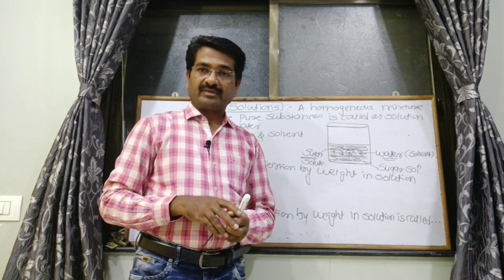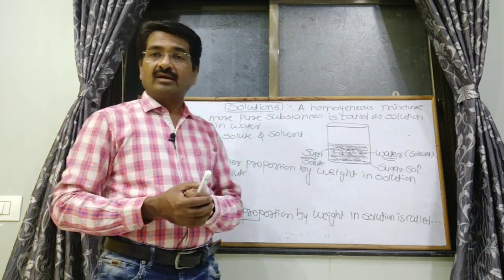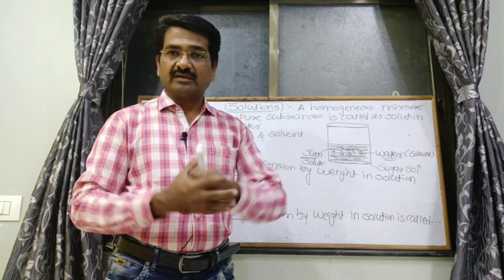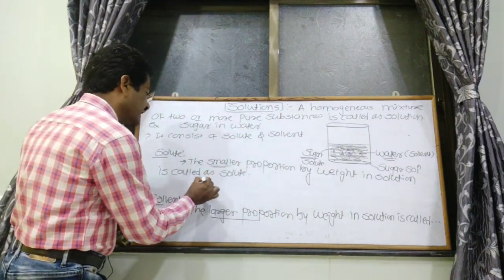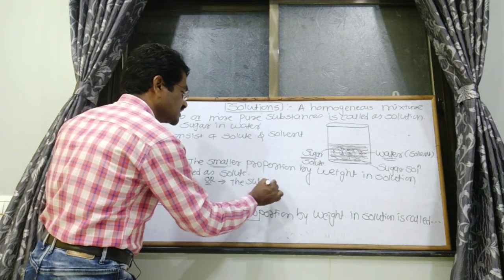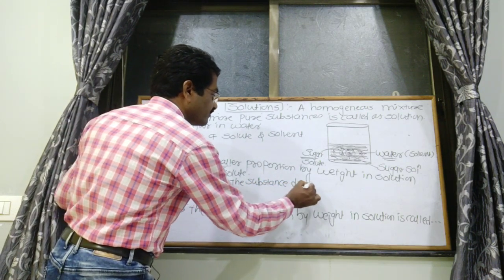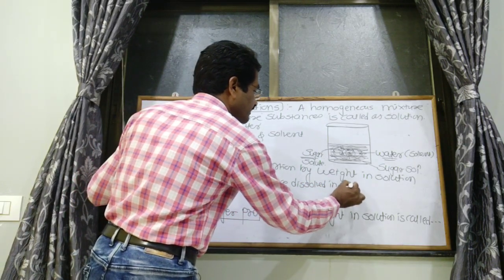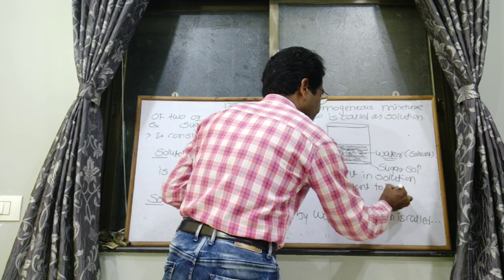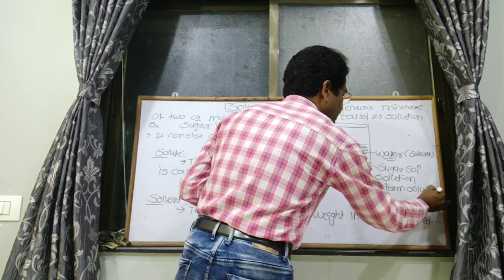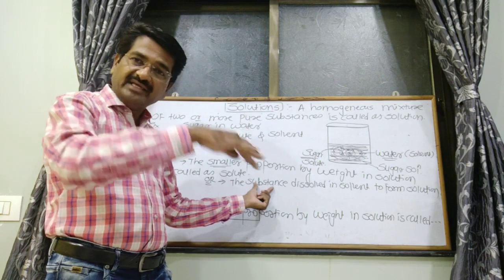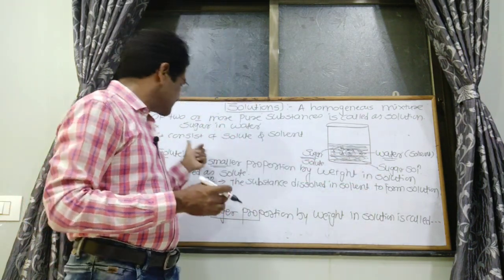These are one type of definition. Another definition of solute: the substance dissolved in a solvent to form the solution is called the solute. This is another definition of solute. The substance that can dissolve in a solvent to form the solution is called the solute.